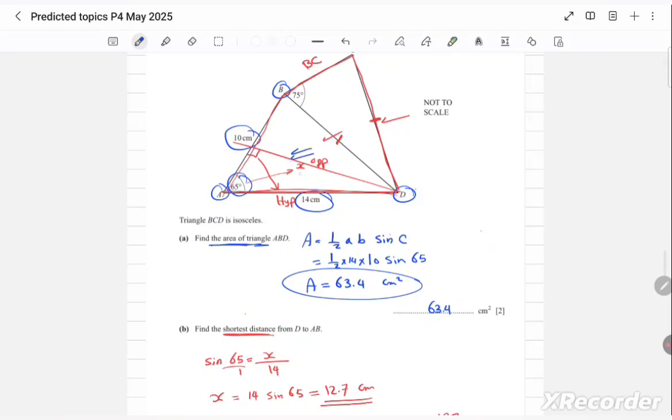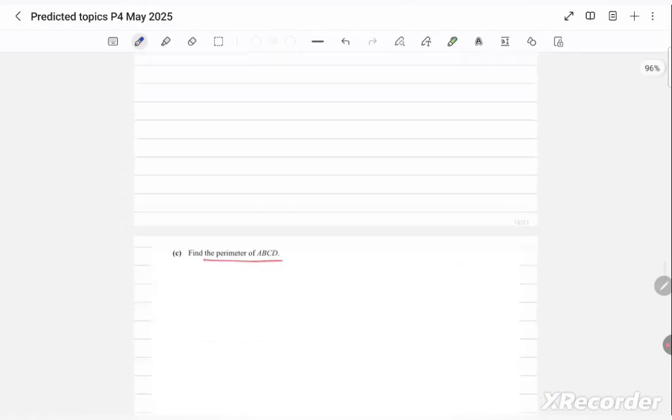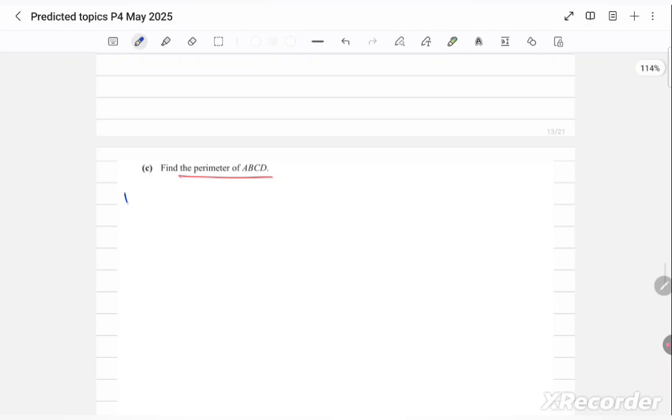In this triangle, it's a non-right angle triangle, and we have two sides and the angle between them, and we need to find the third side. So we are going to use cosine rule. So number one, let's use cosine rule. So what's this cosine rule? It's c squared equals a squared plus b squared minus 2ab cosine c, the angle between them.